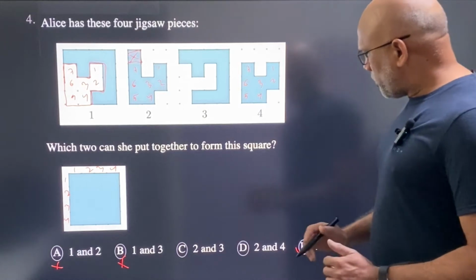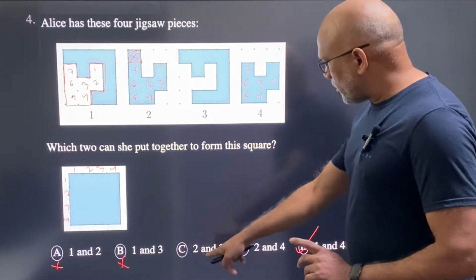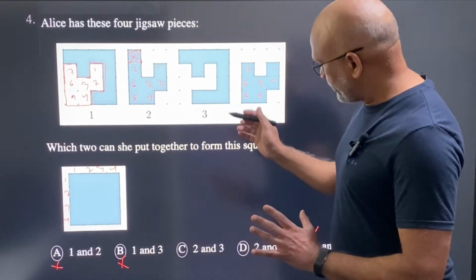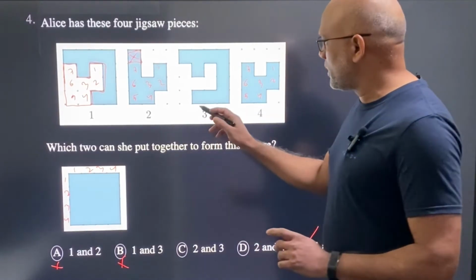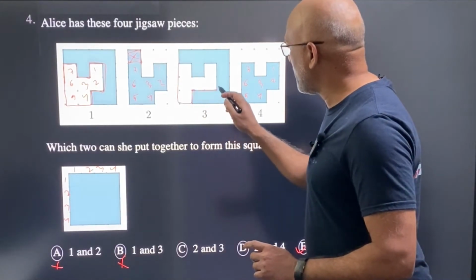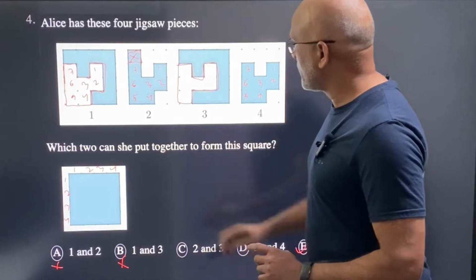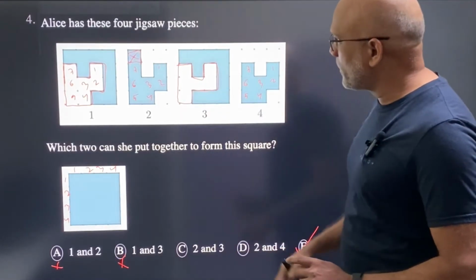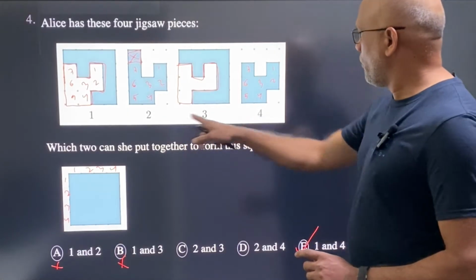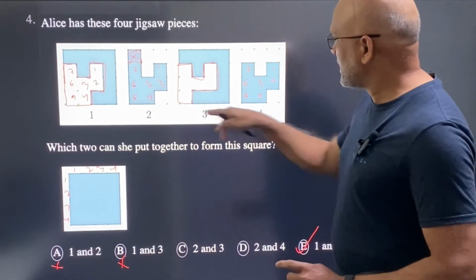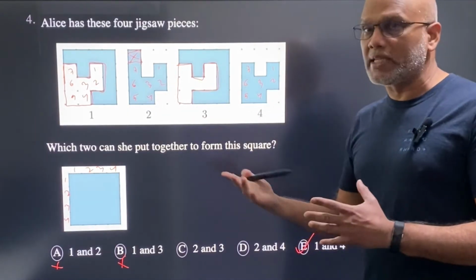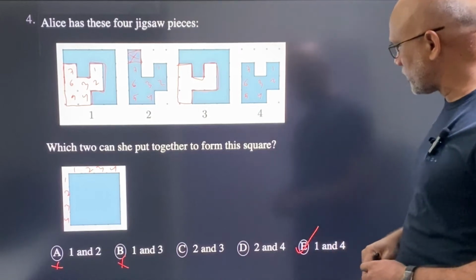You can also double check the other ones. So let's say 2 and 3. You can do a similar approach. If I need to complete 3, I need a structure that looks something like this. This looks similar, but again you can number it and make sure that it fits exactly. And 2 and 4, you can see that they look very similar to each other, so they definitely cannot complete each other. So 2 and 4 are not going to be the correct choice either.